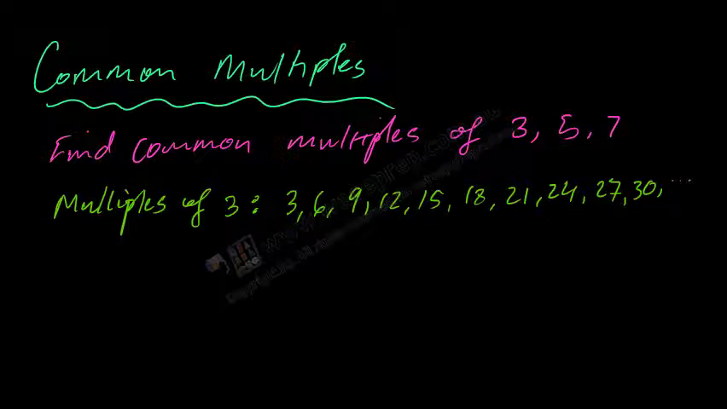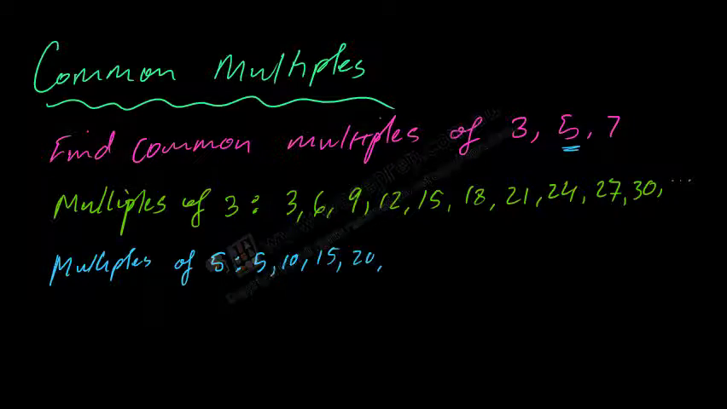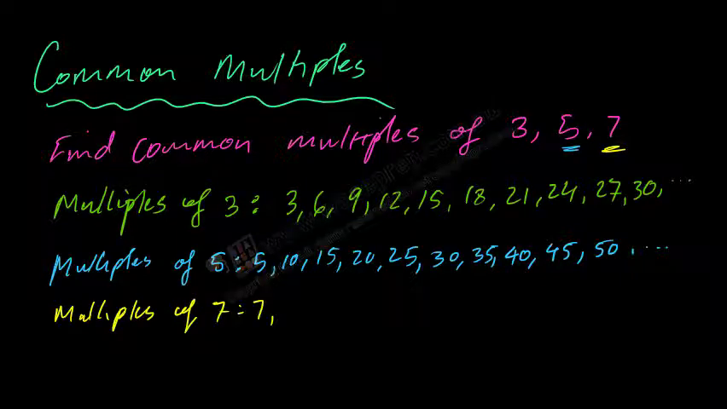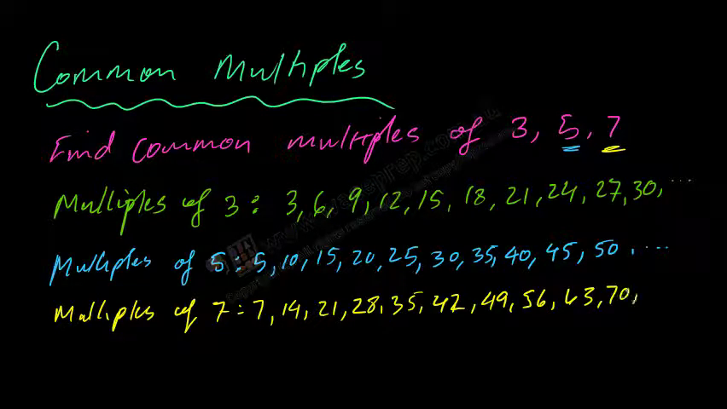Then for the second number, which is 5, we find the multiples of 5. Multiples of 5 are 5, 10, 15, 20, 25, 30, 35, 40, 45, 50, and so on. And finally we have 7. Multiples of 7 are 7, 14, 21, 28, 35, 42, 49, 56, 63, 70, and so on.